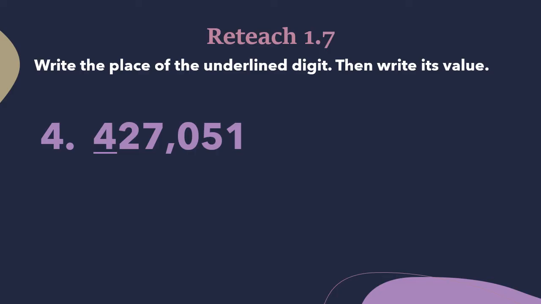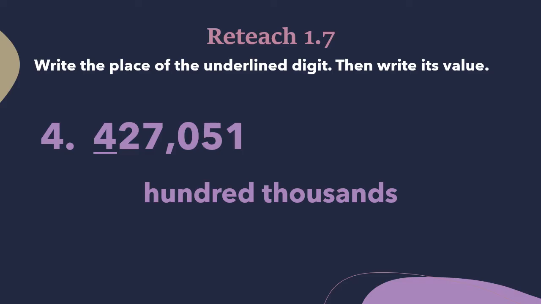Okay, now you've had a chance to think about what place that underlined digit is in, and then based on that, what is its value? Well, the 4 is in the hundred thousands place. Remember to add that S to the end of 100,000 to make the place name 100,000s. And then the value of that 4, if it is in the 100,000s, would be 400,000.